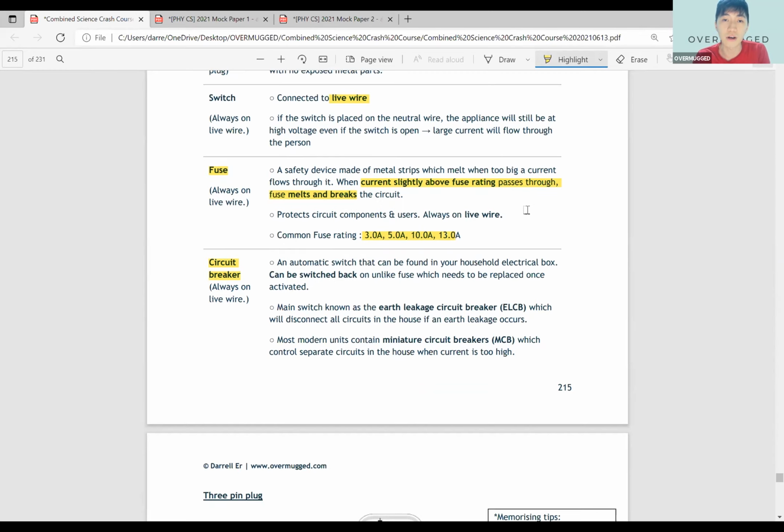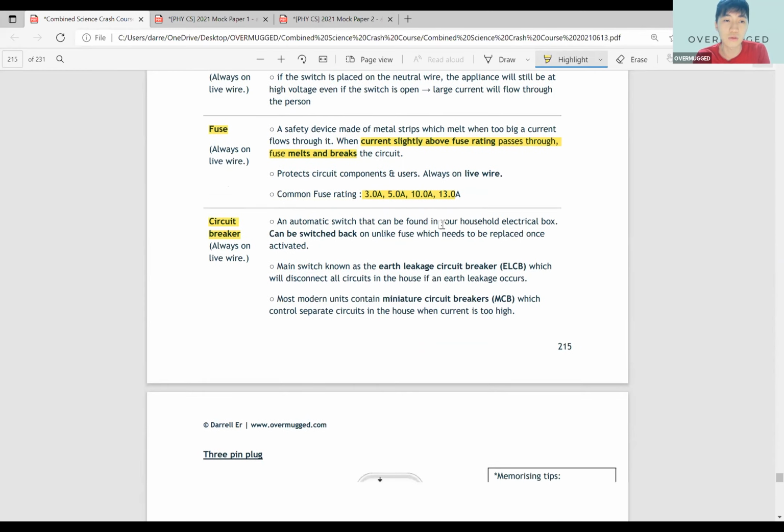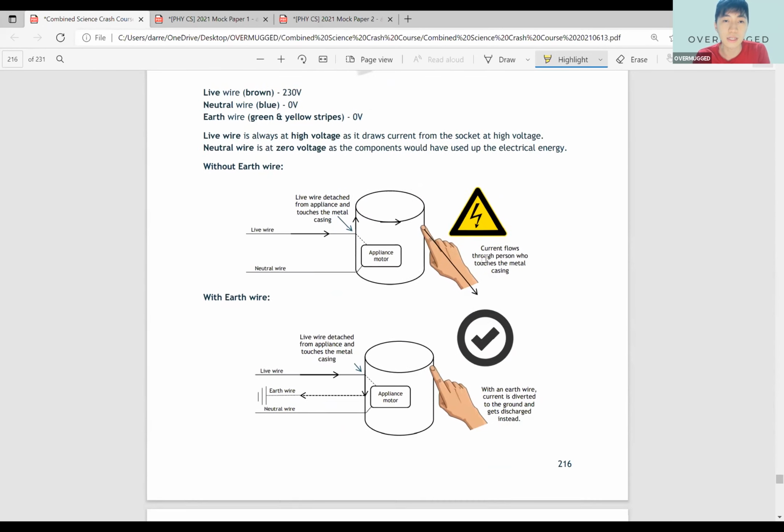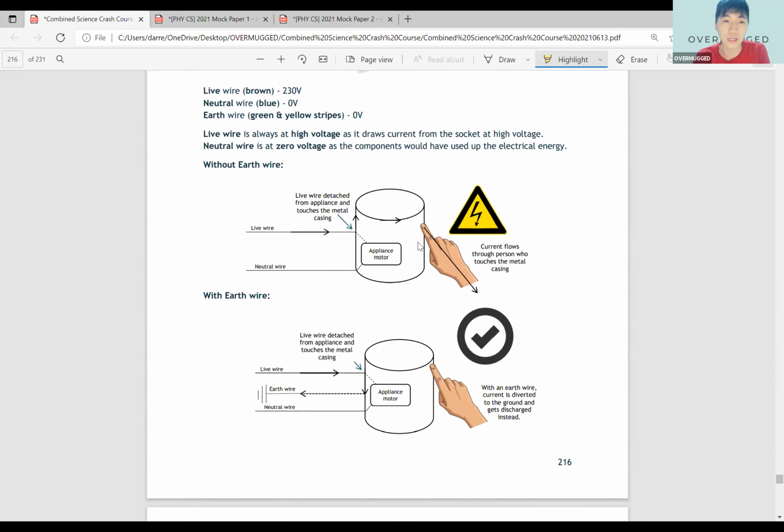Brief explanation of the earth wire. You just need to know that without an earth wire, if a person touches it, the voltage will flow through the person and they get an electric shock. But if you have an earth wire, the current is being redirected to the ground, so the person will not get electrocuted. So for objects with a metal casing, you need an earth wire. Okay, if not, I think I'll end off here for the questions.